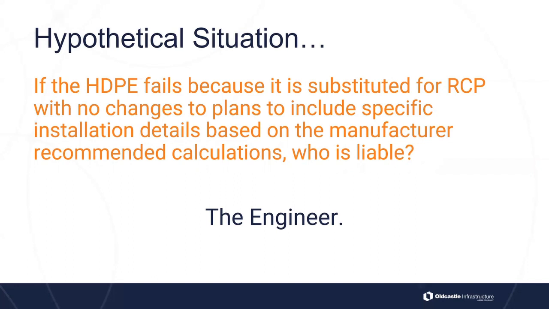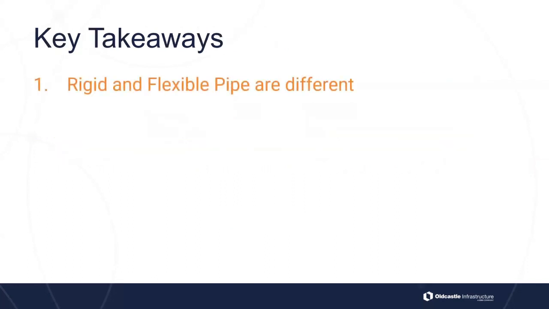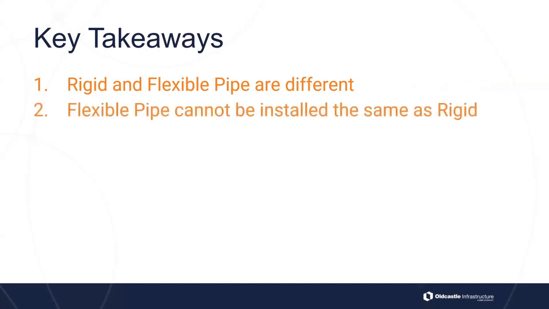So there are a few key takeaways that I'm hoping we take from this presentation. Number one, rigid and flexible pipe are different. The materials are different. The functions are different. While rigid pipe is a conduit and a structure, flexible pipe is just a conduit. When you buy rigid pipe, you're buying the structure that accompanies the hole. For flexible pipe, all you're buying is the hole. It's your responsibility to build the structure, which takes us into the number two takeaway.